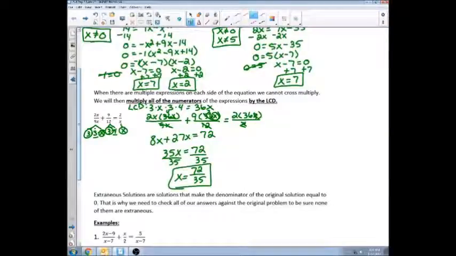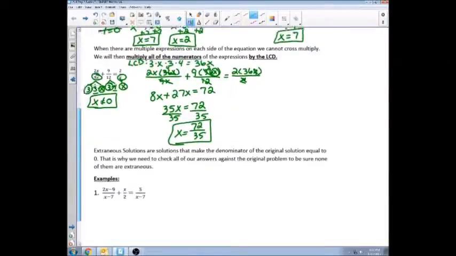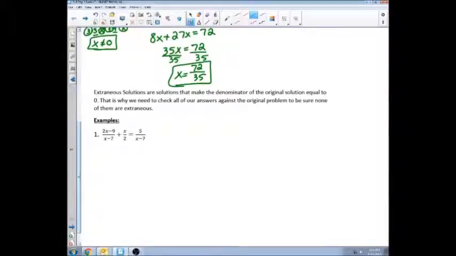The one thing I do have to check here again is my restrictions. So 9x means x cannot equal 0, and x also means that x cannot equal 0. So the fact that 72 over 35 is not 0, I am good. That is a little bit of a tricky situation with that problem, but moving on, they get a little cleaner. So we will see how that works in a second.